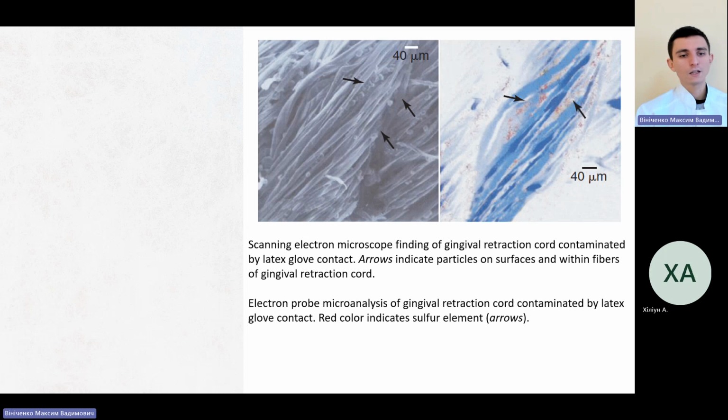Here you can see the scanning electron microscope finding of gingival retraction cord contaminated by latex glove contact. Arrows indicate particles on surfaces and within fibers of gingival retraction cord. Electron probe microanalysis of gingival retraction cord contaminated by latex glove contact. The red color indicates the sulfur element. Here you can see, with black arrows on the right side.